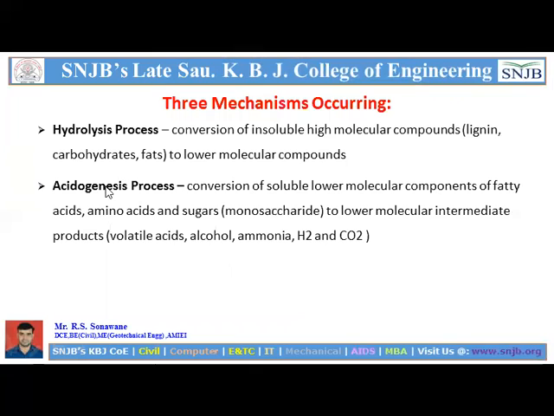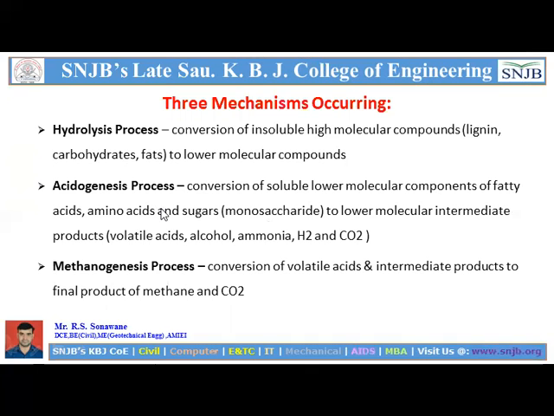In the acidogenesis process, there is conversion of soluble lower molecular components such as fatty acids, amino acids and sugars, that is monosaccharides, to lower molecular intermediate products such as volatile acid, alcohol, ammonia, H2, and carbon dioxide. This is the acidogenesis process.